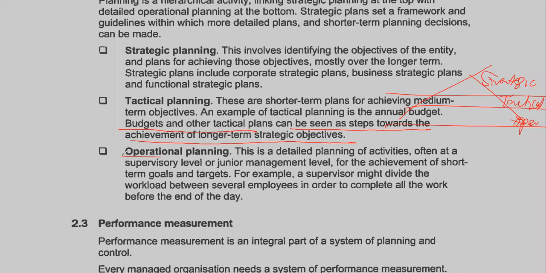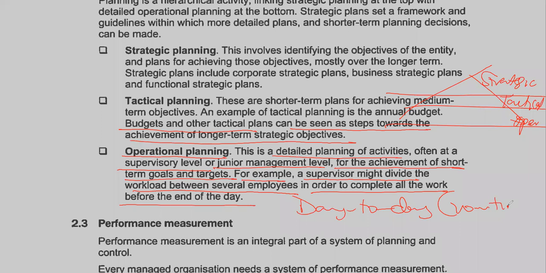Then finally, we come to operational planning. This is the detailed day-to-day planning of activities, often at the supervisory level or junior management level, for the achievement of short-term goals and targets. For example, a supervisor might divide the workload between several employees in order to complete all the work before the end of the day. So this is more day-to-day, the routine decisions and routine planning that is done.